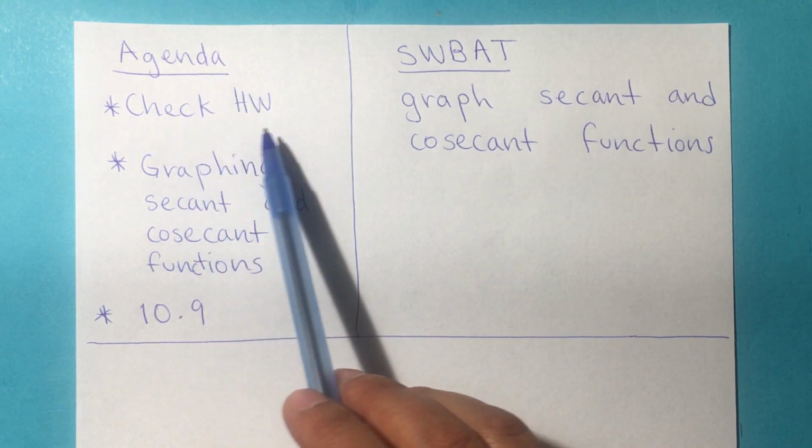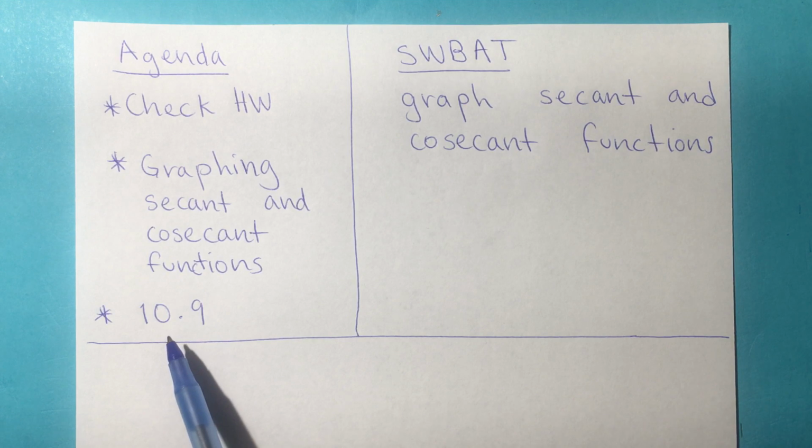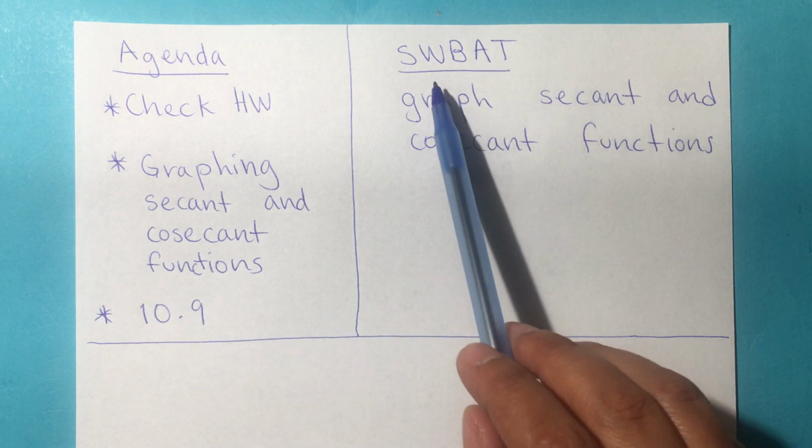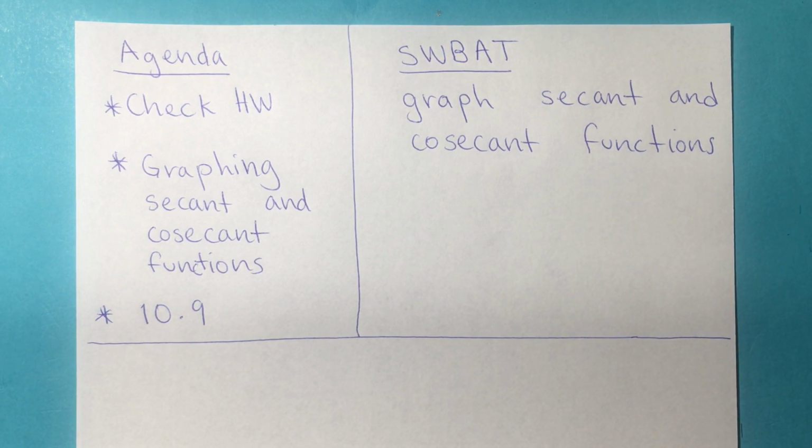Students, today's agenda is to check homework. We'll be graphing secant and cosecant functions, and you will be able to work on 10.9. Today, students will be able to graph secant and cosecant functions.